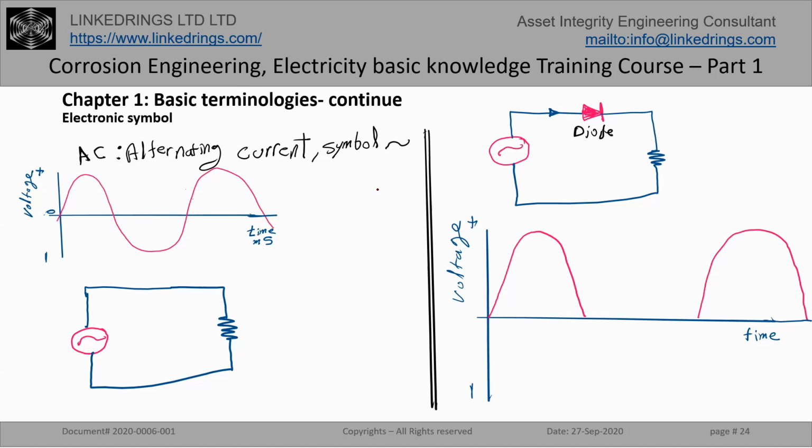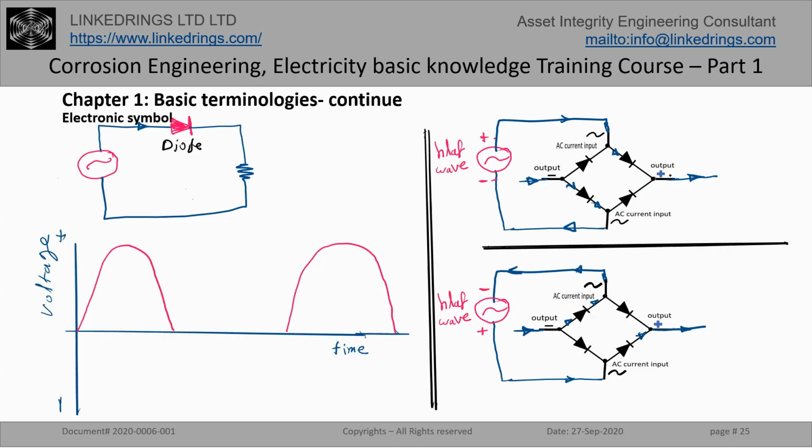What will happen if I add the diode here? When this side is positive, the current will go in this direction and continue the cycle. When it's reversed and becomes negative, the current cannot pass. So when it's positive, the current is passing, but when it's negative, there is no current. The current cannot go here, so it will go in this way. So this is the output of the rectifier.